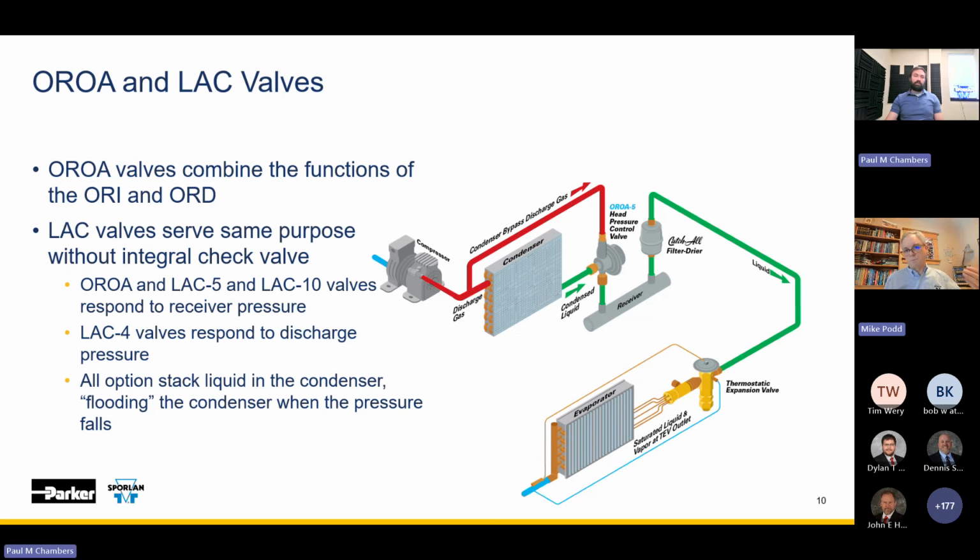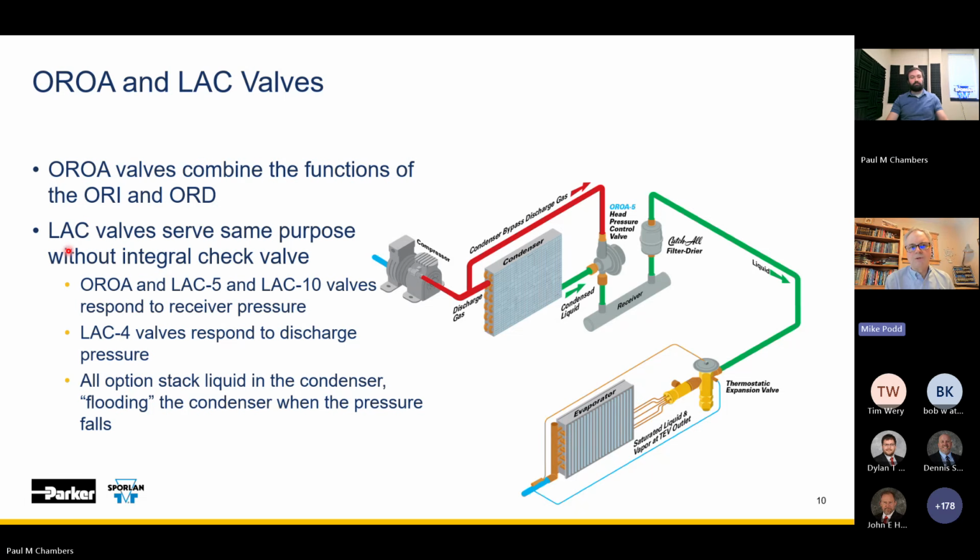Go ahead, Paul. Sorry. Well, I was just going to say, agreeing with you, that's why I broke these out separately. This is an actual combination of function in the ORI and the ORD, whereas this serves the same purpose, right? It's still going to be head pressure control in one valve, but it does not have an integral or internal attached check valve, where the sample you just held up literally has that same ORD type check valve attached to the side of it.